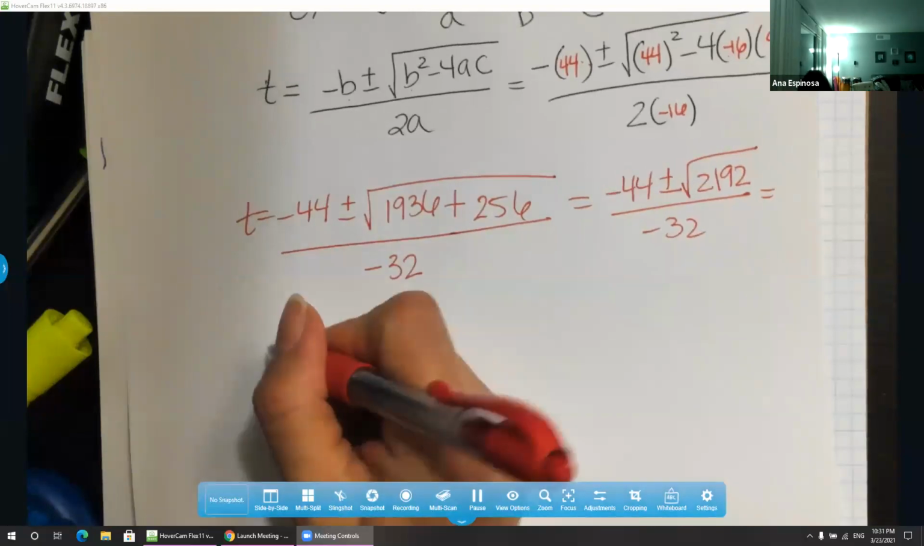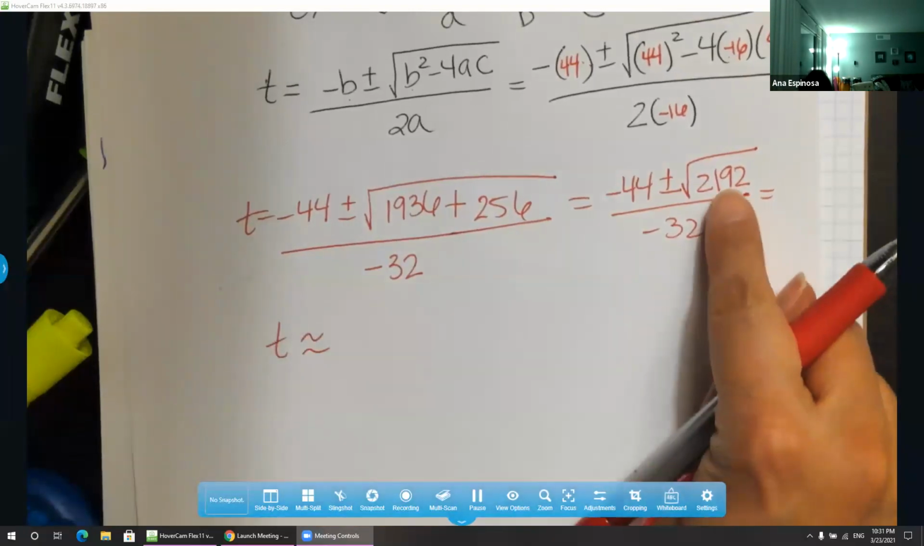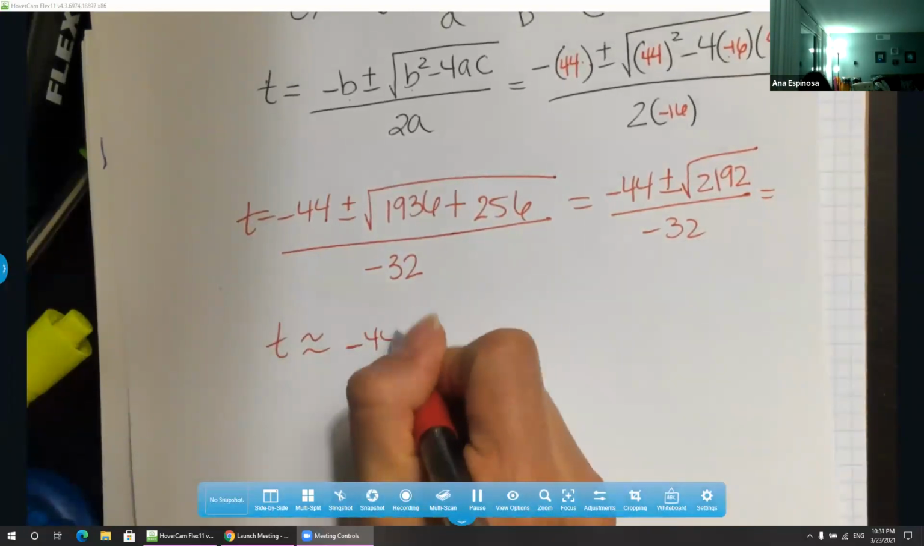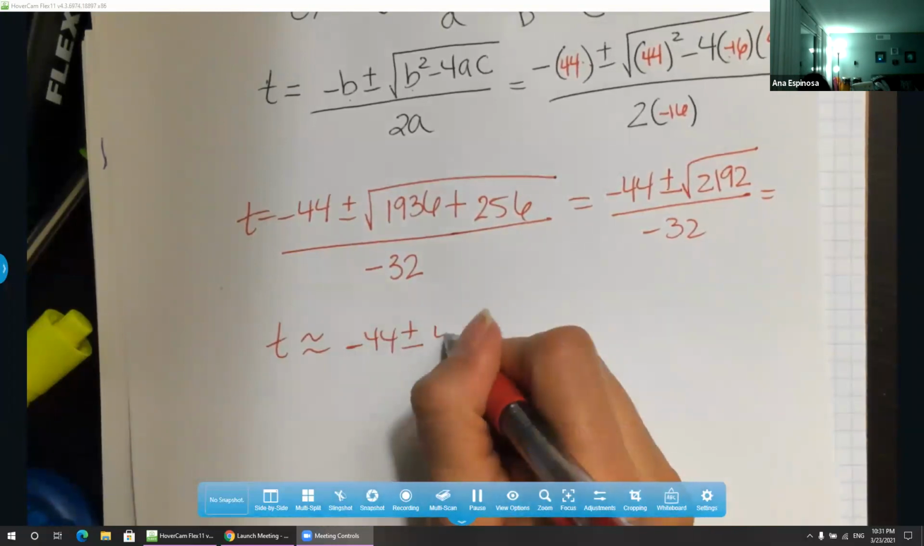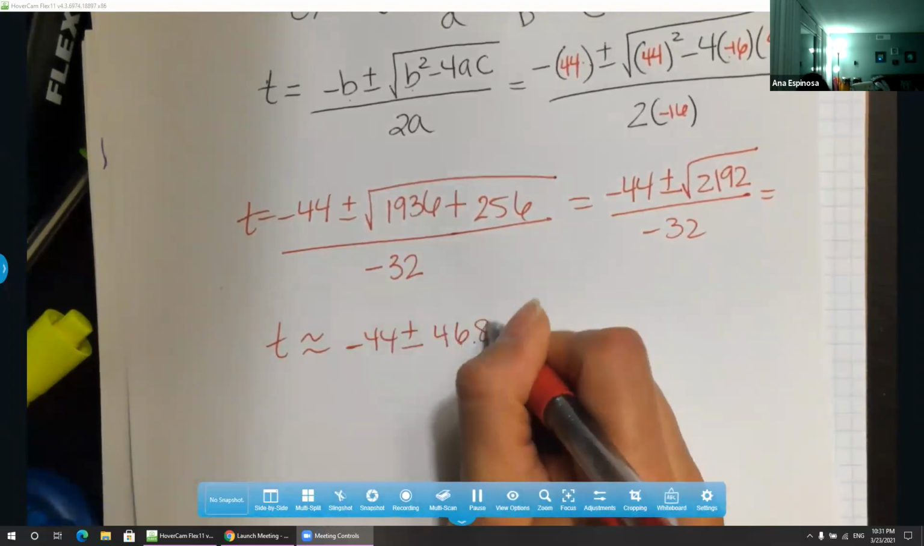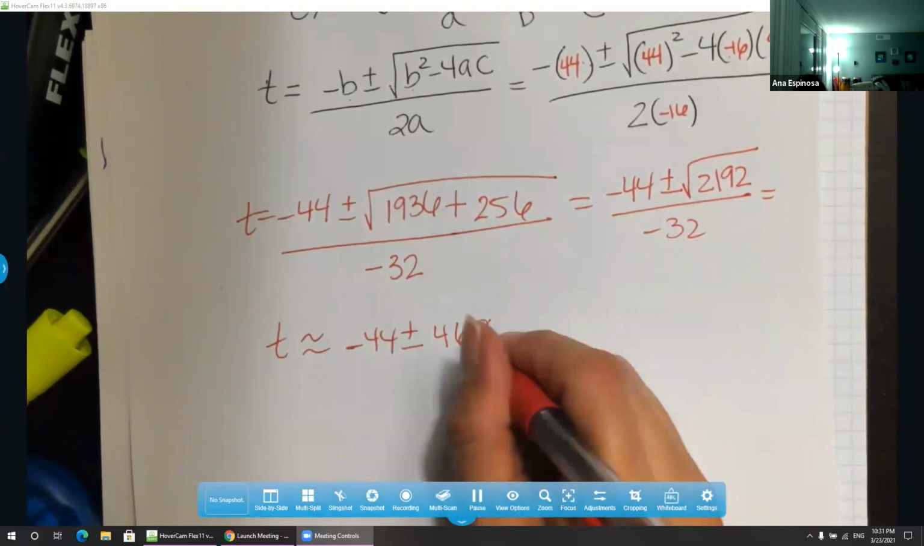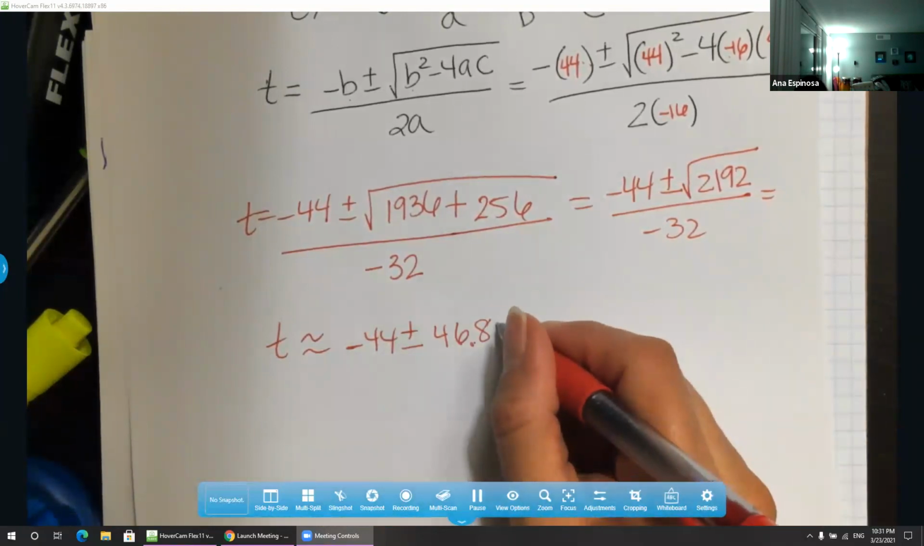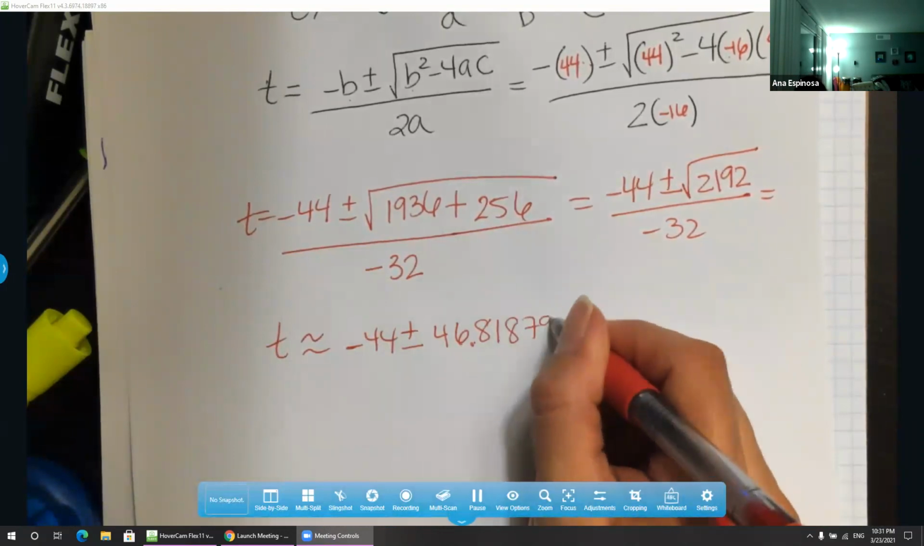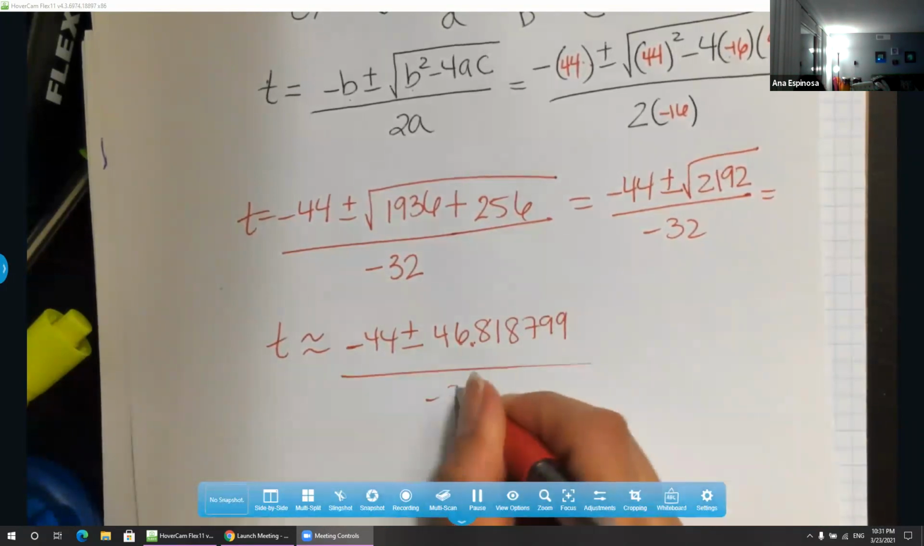Okay, so I just took in my calculator the square root of that. And that was approximately 46.8. I'm going to give it more decimals because it's not the final answer. So the more decimals I have, the more exact the answer is. 46.818799 all over negative 32.